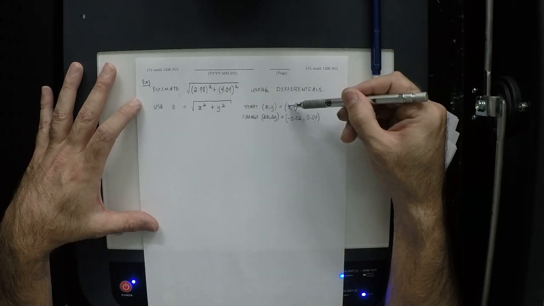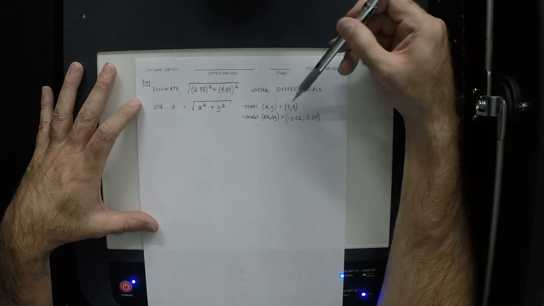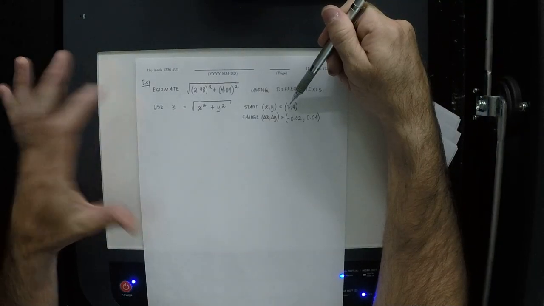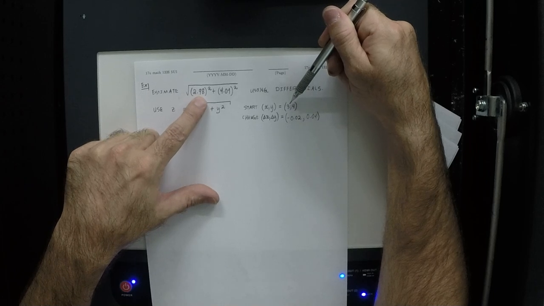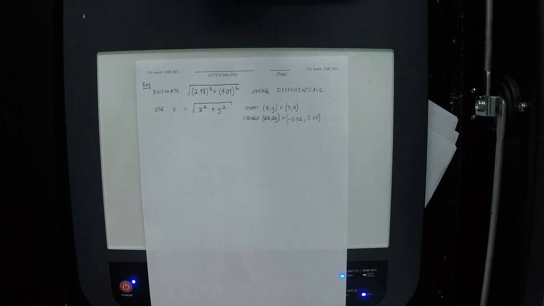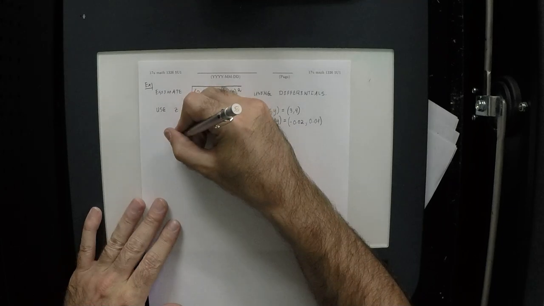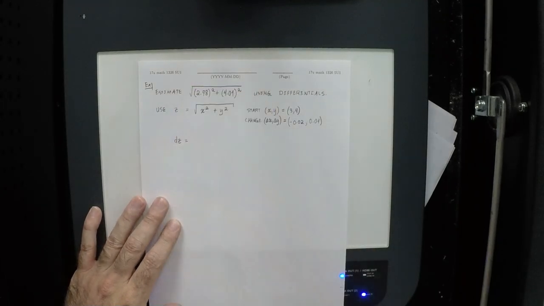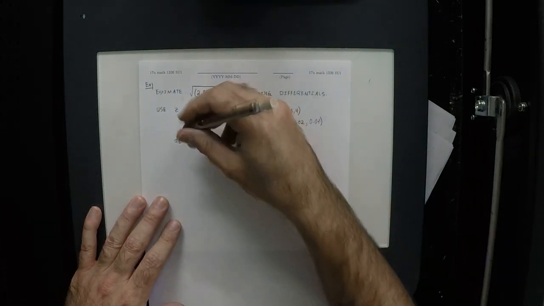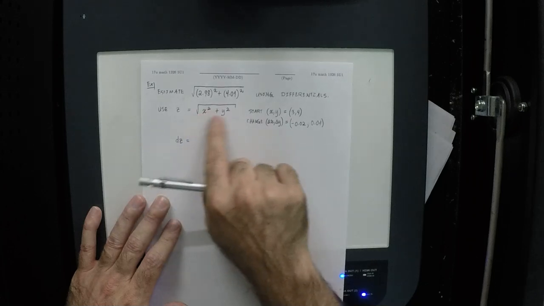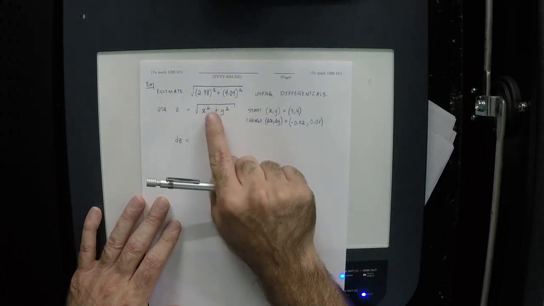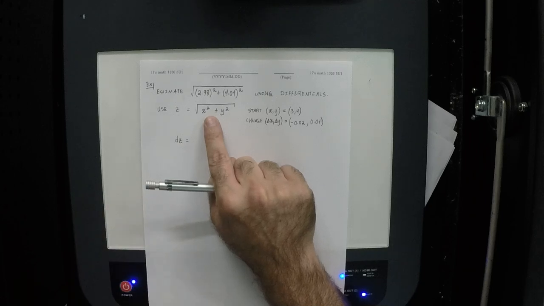Because we're going to start at 3, 4. So here x is 3, and we want to get to 2.98. And then y is opposite. Okay, so we're going to do this using differentials, which means that we've got z here. Let's compute dz, the differential of z. Well, that's going to be the x partial of all this stuff, right? But maybe you remember it. It was only a few minutes ago.